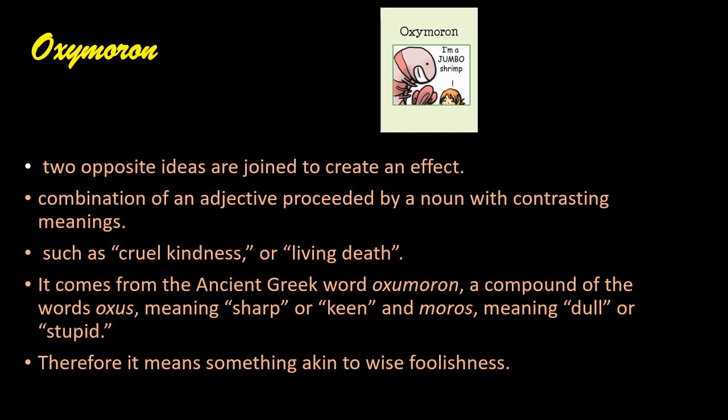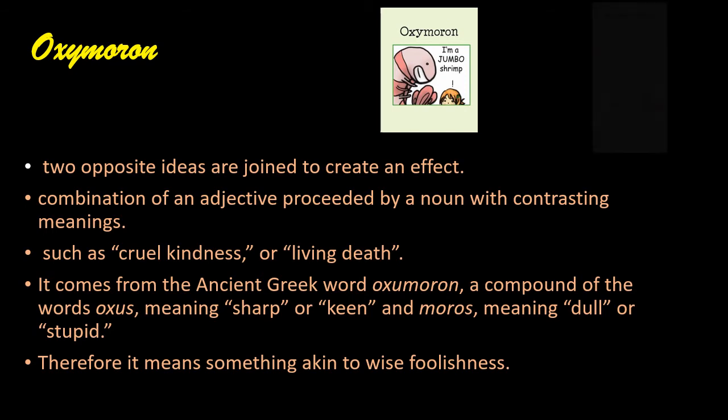In the example, jumbo shrimp: shrimp is a small thing and jumbo is an adjective. So shrimp is described as a jumbo one. Jumbo is an adjective and shrimp is a noun. So again, adjective followed by the noun.